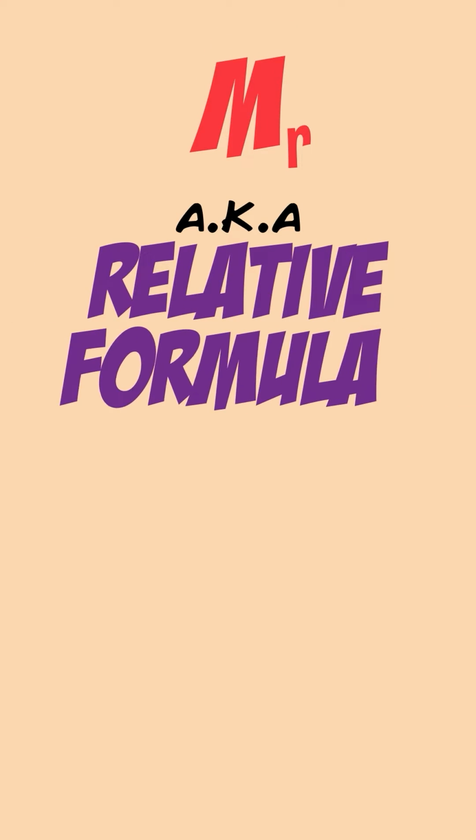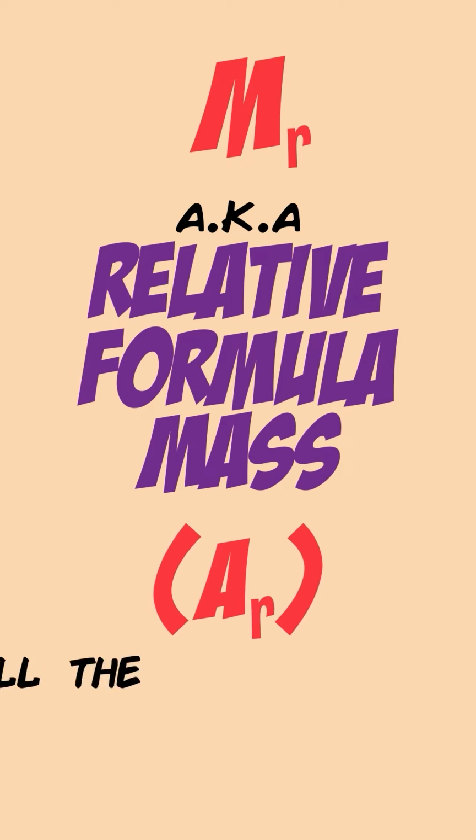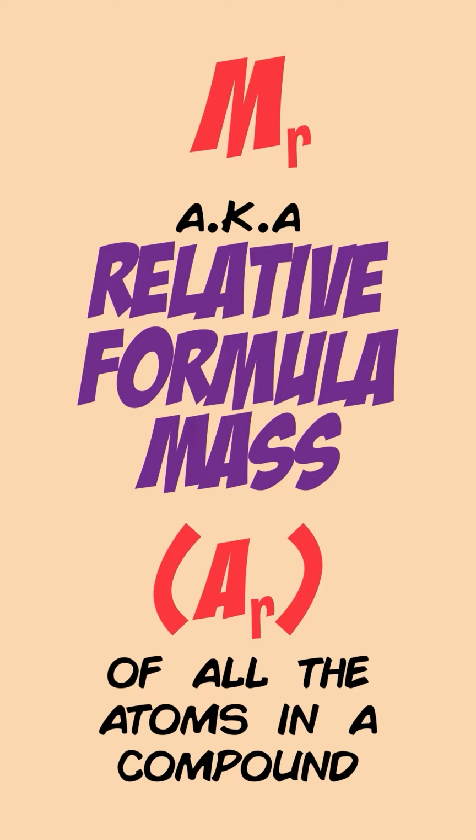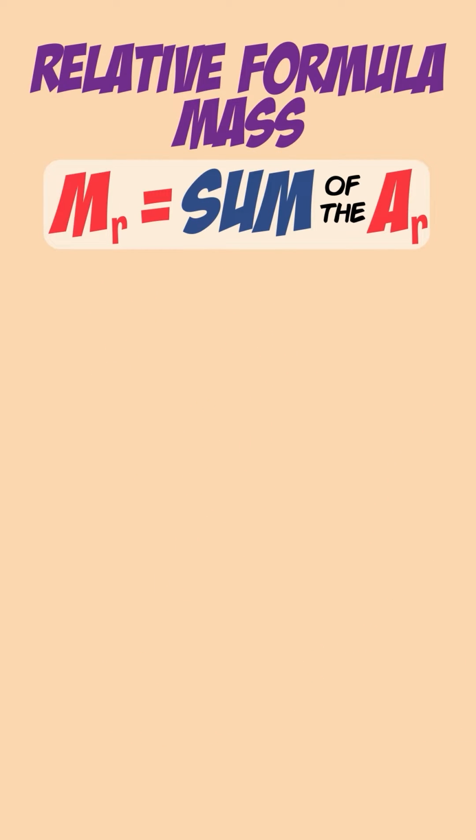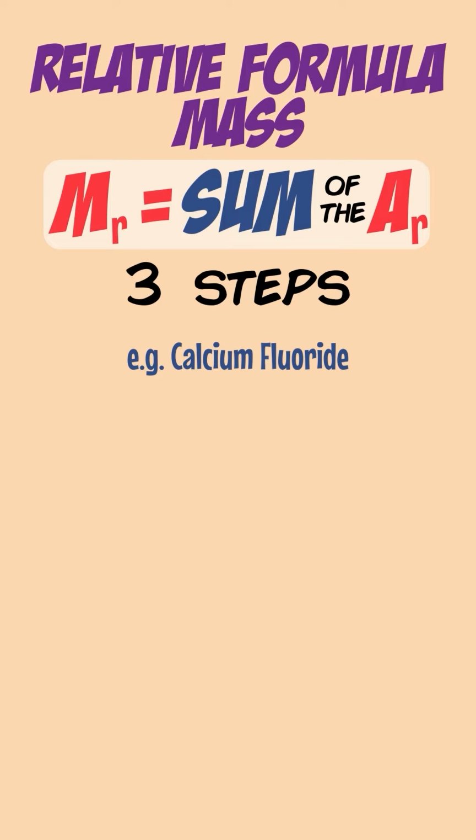The MR of a substance is also known as the relative formula mass, and it's basically the sum of the relative atomic masses, or ARs, of all the atoms in a chemical formula. So to work out the MR of any compound, you need to follow these 3 steps. As an example, let's try and find out the MR of calcium fluoride, or CaF2, by using these steps.